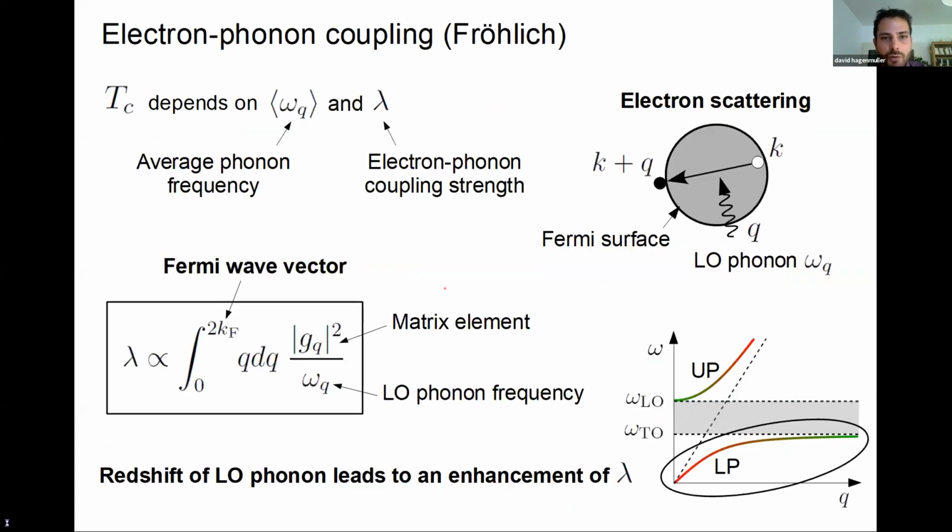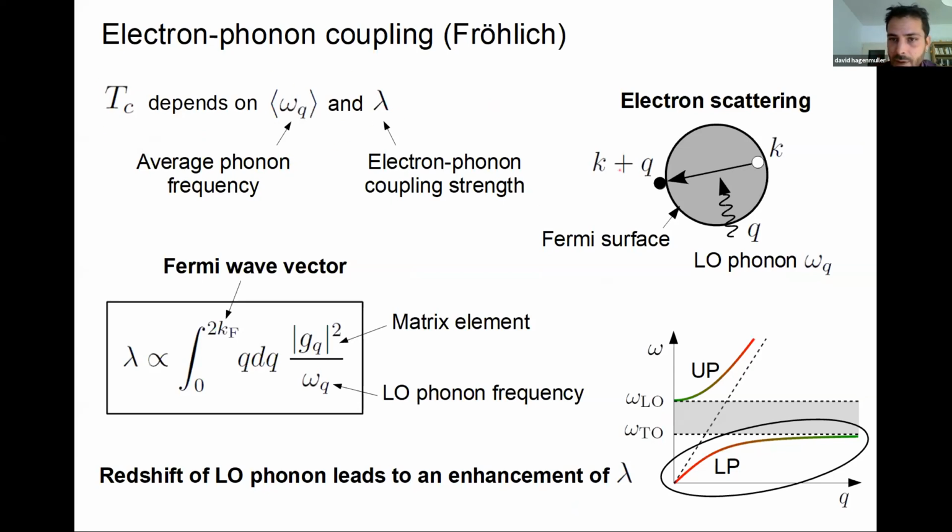And in a conventional superconductor, the Tc depends on two parameters. So the average phonon frequency, which is essentially the Debye frequency in the simple BCS model, and the strength of the electron-phonon coupling, which is usually described by this dimensionless parameter lambda. So the larger these parameters are, the larger the Tc is.